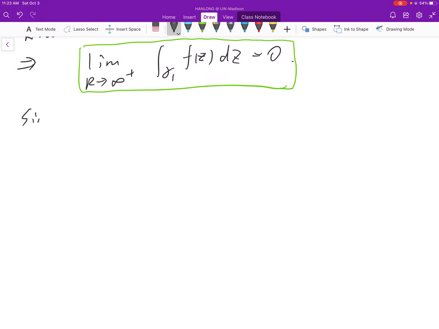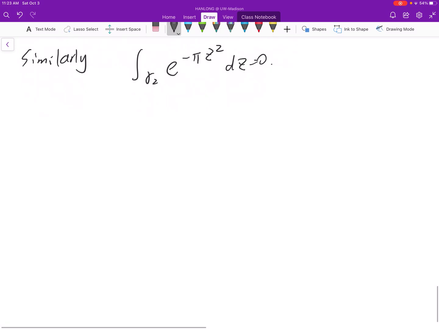Okay, to finish off the proof, similarly, the integral along small gamma 2 is 0. Okay, then we conclude the formula delta.